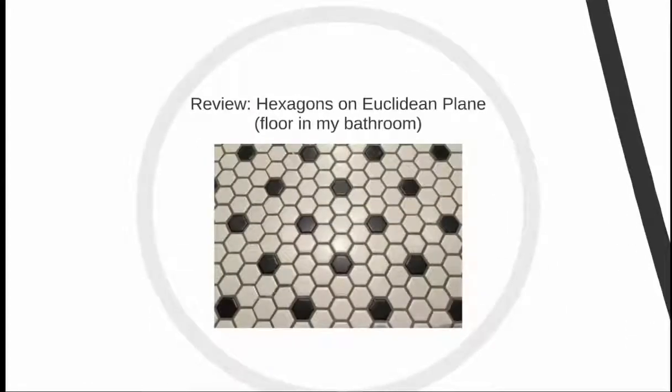Another example of this is the new floor in my bathroom. I just did this renovation this summer, and I think that these 1930s style tiles are coming back into fashion. As you can see, at any of the vertices on the tiles, there are 3 tiles touching, and they are Euclidean hexagons.